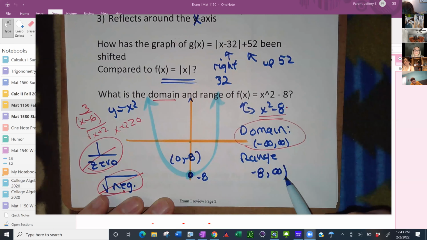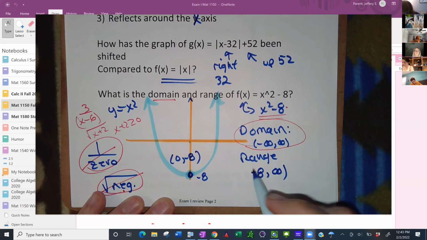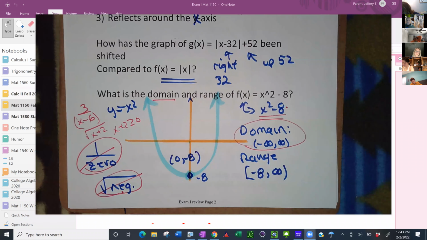Infinity and negative infinity always get parentheses. I'm going to use a bracket there on -8.